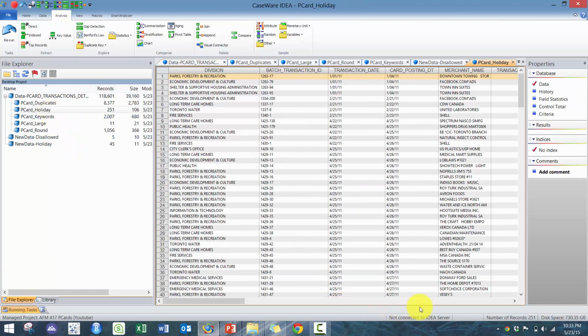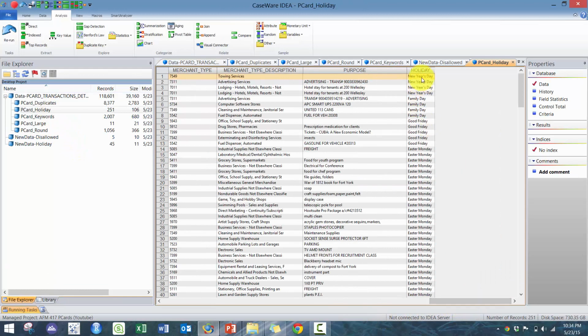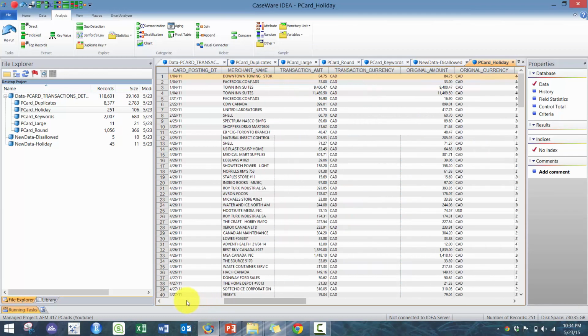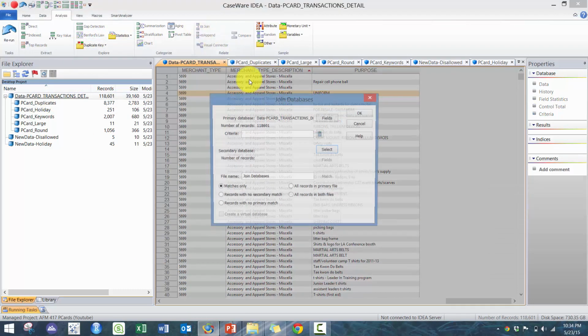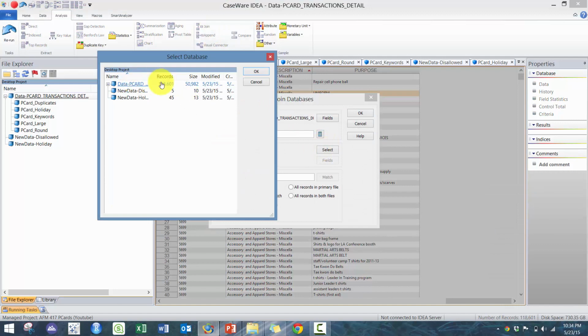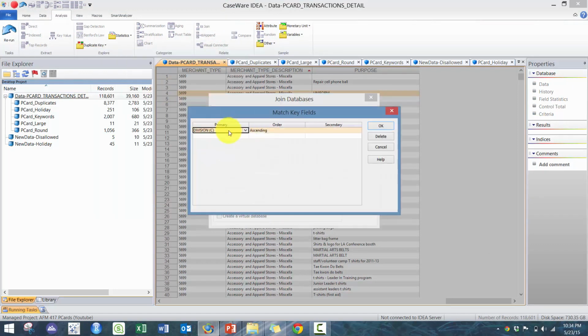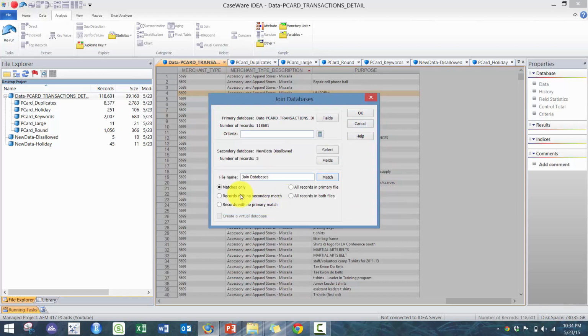Then you can obviously do a summarization to see when you have to question why there are transactions on holidays. There may be valid reasons for a number of different reasons, but it's still something that you should look into. So we're going to look at disallowed, and we are going to use the merchant type description, and it's going to be category on the other one. In this case, we're going to call it Pcard disallowed.